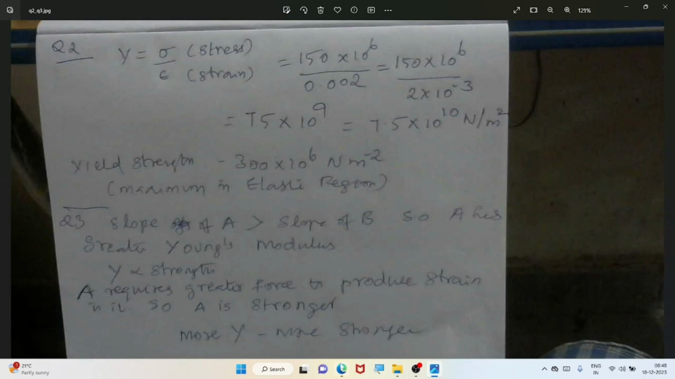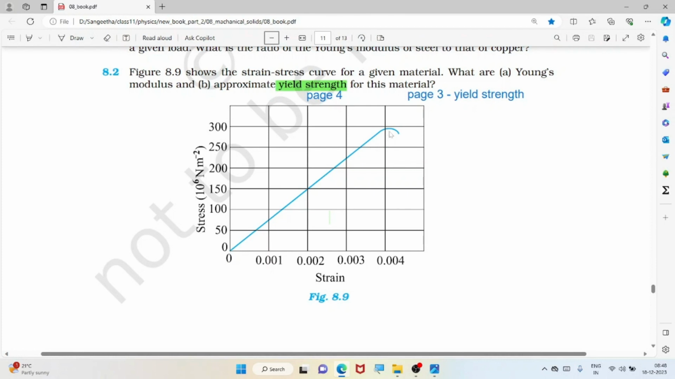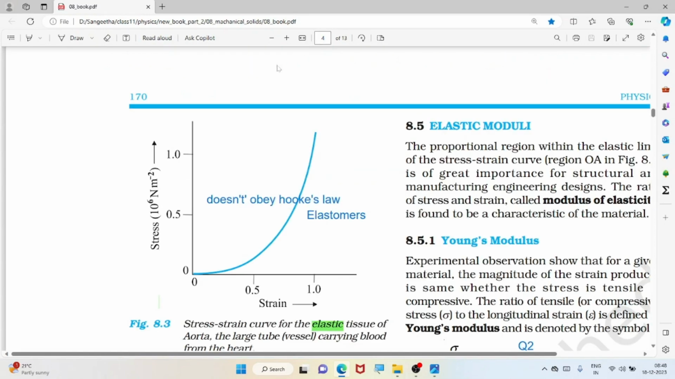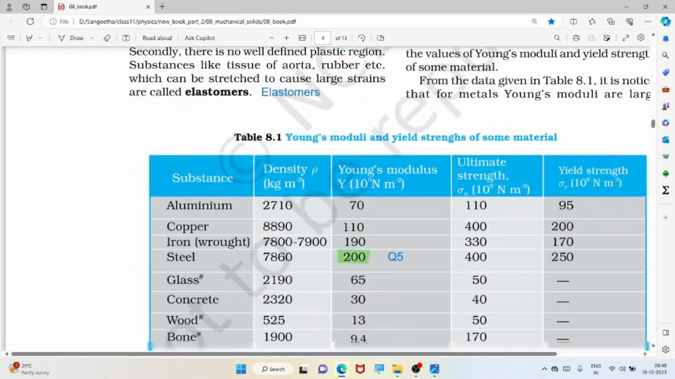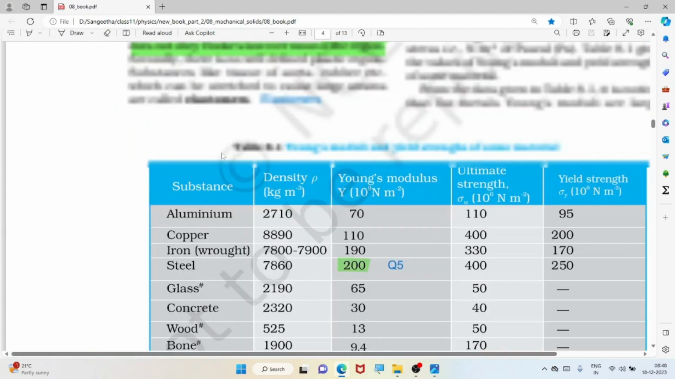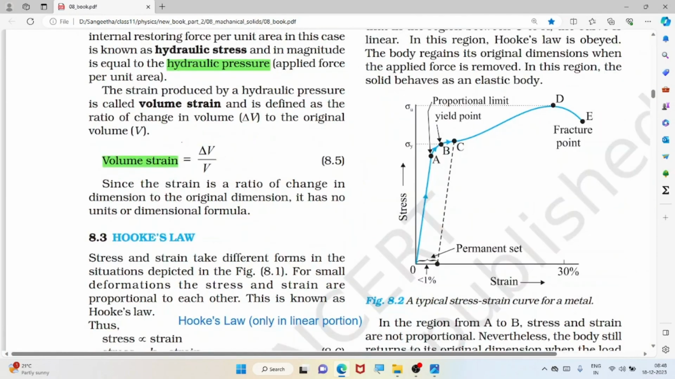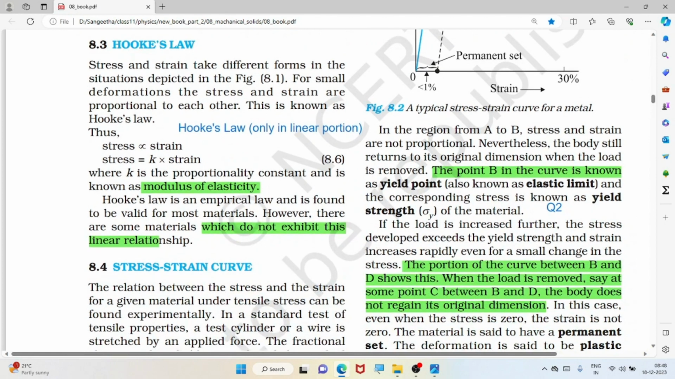Maximum in the elastic region. Yield strength, this is the 300. This is the elastic region, that is the linear region. So this is the maximum, this is the yield strength. The stress corresponding to this point is the yield strength. So here this is the yield point, and the stress corresponding to this is the yield strength.